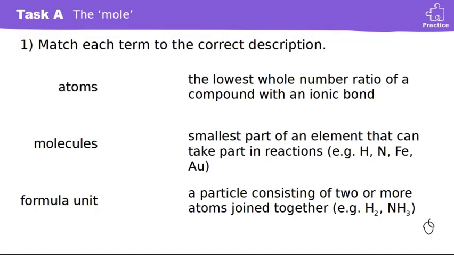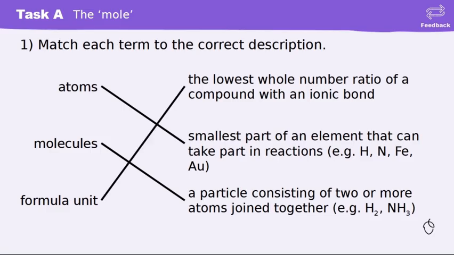Okay, so match each term to the correct description. So atoms are the smallest part of an element that can take part in a reaction, and molecules are a particle consisting of 2 or more atoms chemically joined together. And then formula unit is the lowest whole number ratio of a compound with an ionic bond.